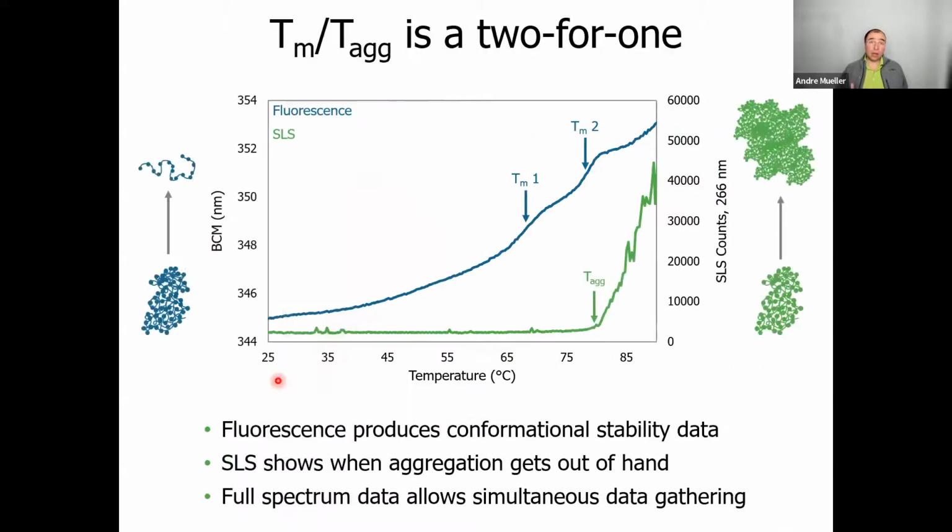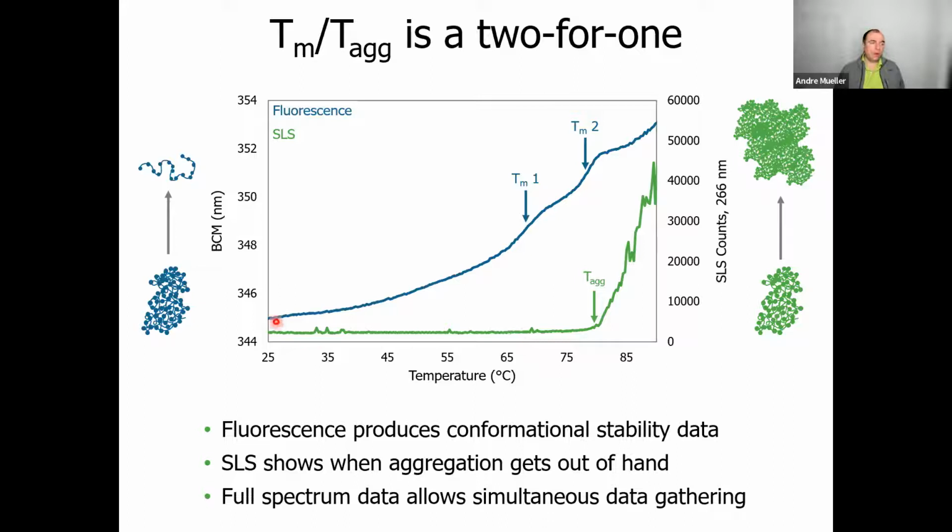If you are using Unde's Tagg application, it's really a 2-for-1 application. You read out 2 important factors about your sample in one go. Let's take a look at it in detail. I have the fluorescence on the left y-axis here in blue, and we have the static light scattering at 266 nanometers on the right y-axis in green. We're going on a temperature gradient from 25 degrees Celsius all the way to 90 degrees.